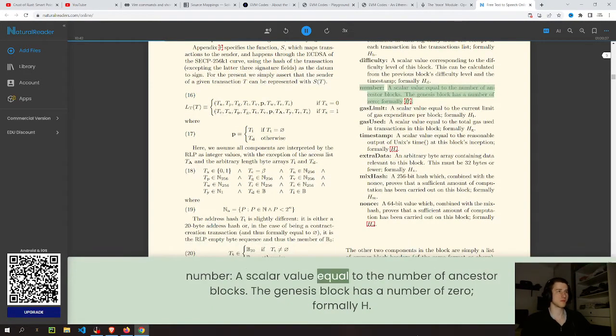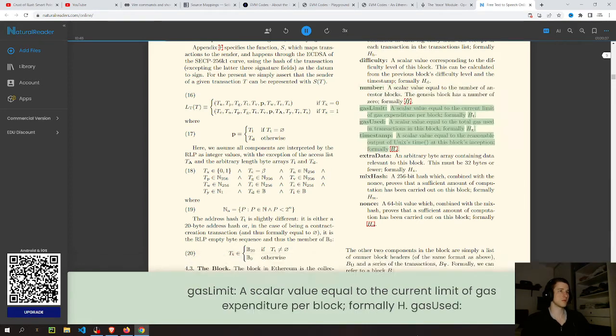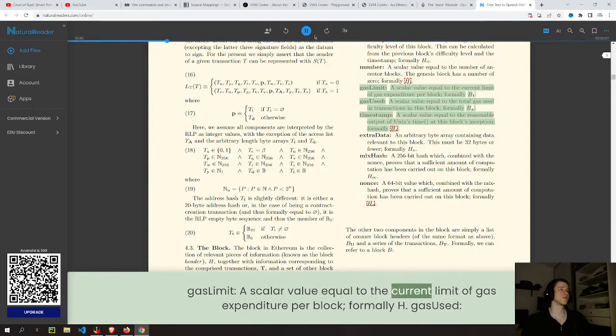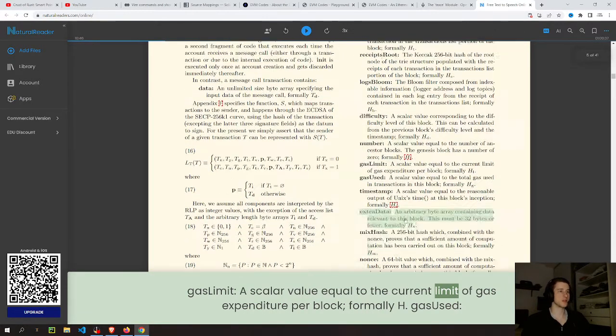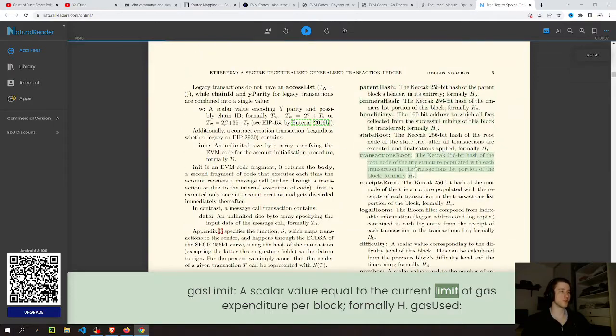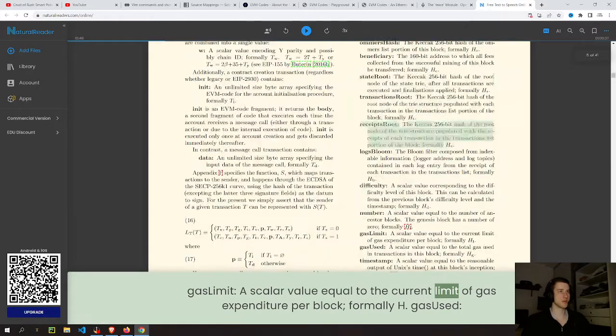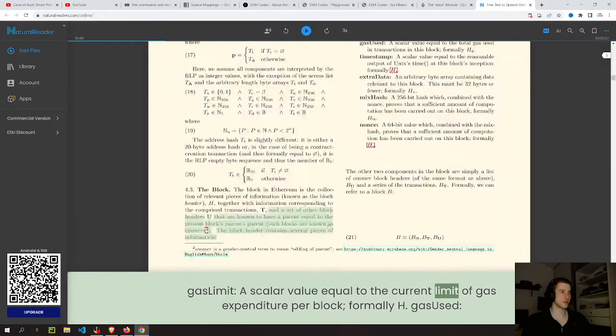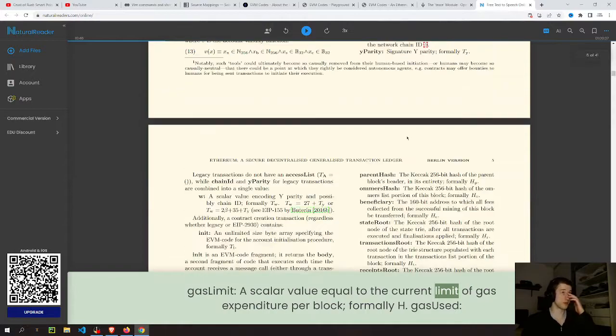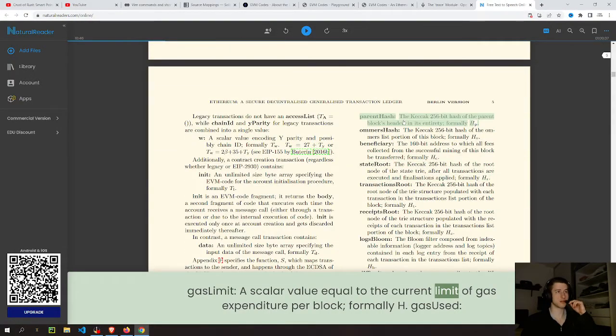Number, a scalar value equal to the number of ancestor blocks. The Genesis block has a number of 0, formally H. Gas limit, a scalar value equal to the current limit. Remember a while ago, I spent a bunch of time trying to figure out what these things were, but now I already found another article explaining this, and I took a picture. So maybe it's worth going over this again, just so I remember what each thing is.